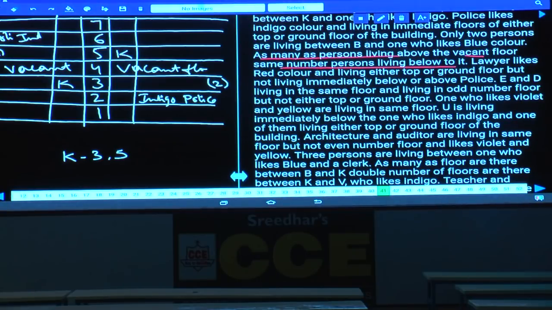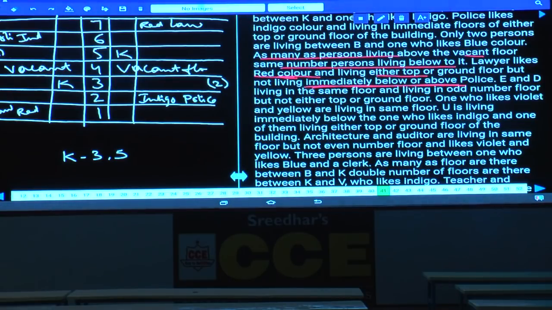As many persons living between. Lawyer likes red color and lives either on the top or ground floor, but not immediately above or immediately below police. Now this lawyer must be where? Lawyer must be on the top floor. Then the lawyer who likes red color is living either top or ground floor, but not immediately above or immediately below police. Hence lawyer red must be where? Now in this one, 7th one red, and this person is lawyer. Now in this one, 1st one red, and this person is lawyer, because the lawyer and the police are not adjacent to each other.